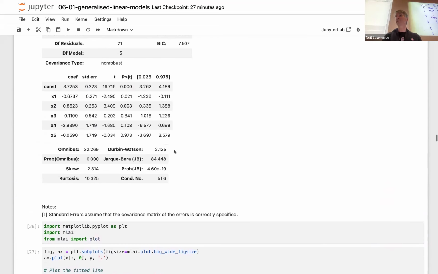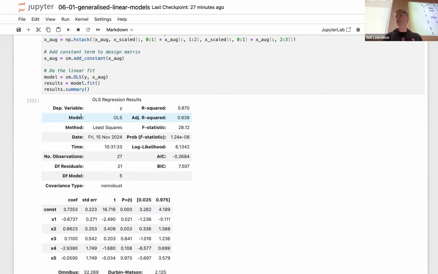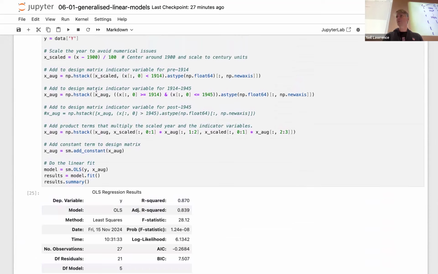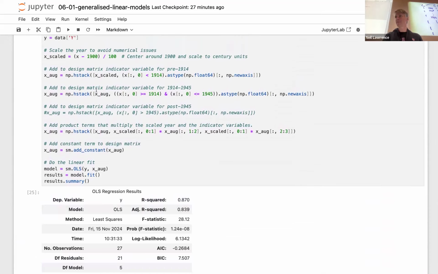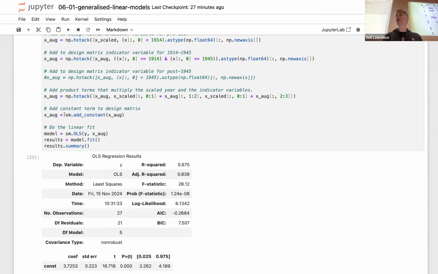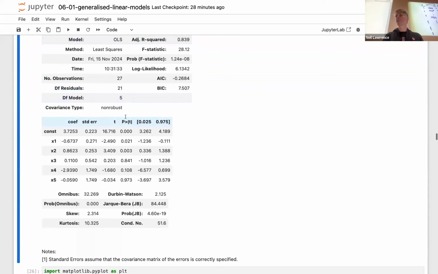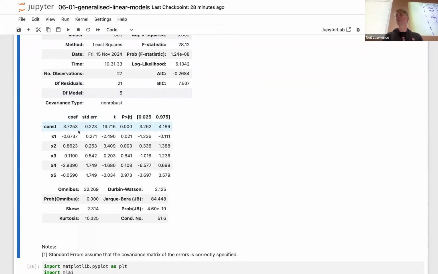And if we look at the coefficients, we now have all these different coefficients which are associated with however we've set these things up. So the last one that we added was the, so what order have we added them in? The first one is the scaled time, but then we add a constant at the end. So it's augmented with a constant. You can see all the coefficients here, and there's various statistical tests around them.